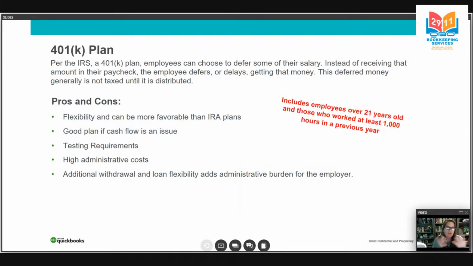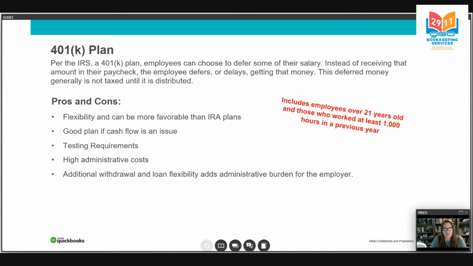401k, according to the IRS, with a 401k, they can choose to defer some of their salary. Instead of receiving that money in their paycheck, the employee defers or delays getting that money. This deferred money generally is not taxed until it's distributed, so until they cash out the 401k. There's pros and cons, and I think you should research the pros and cons of each one of these and talk to somebody who knows what they are doing. But pros and cons, you can read there.